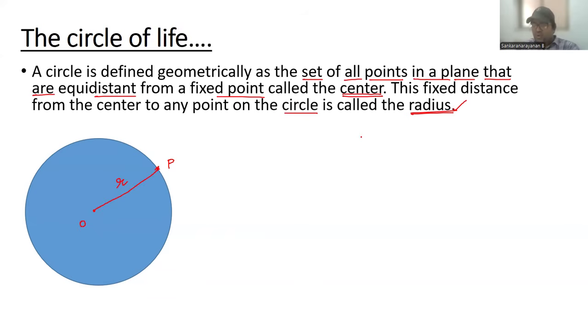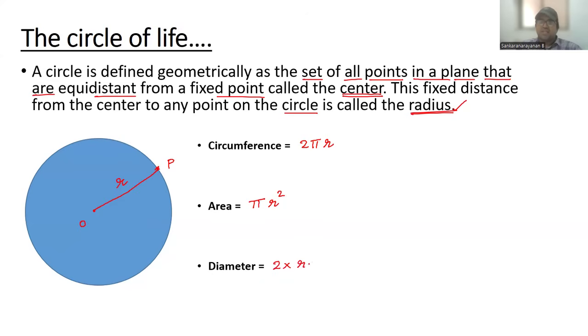So the moment we know r, the radius of the circle, then the perimeter of the circle, that is the circumference of the circle, we can calculate using the formula 2 pi r. In the same way, the area of the circle can be calculated using the formula pi r square. And there is the diameter of the circle. Diameter of the circle is nothing but 2 times the radius of the circle.